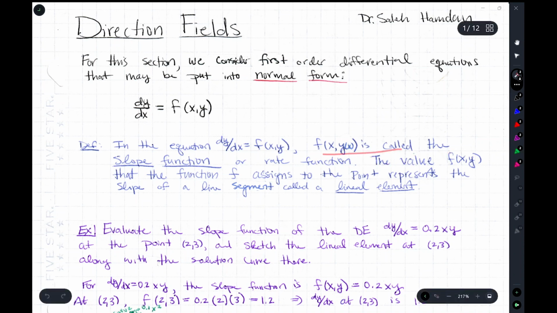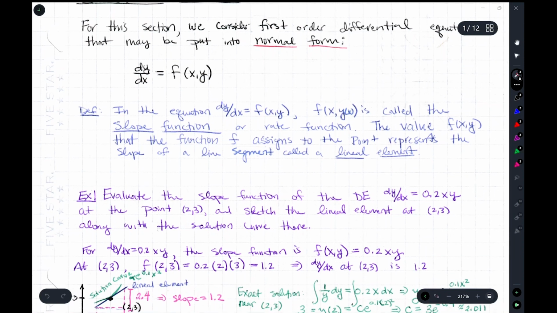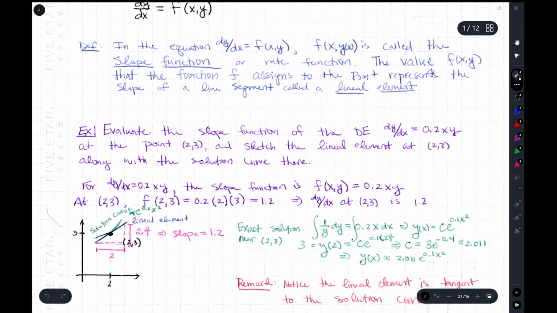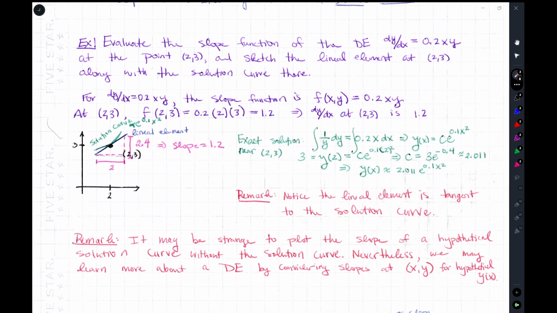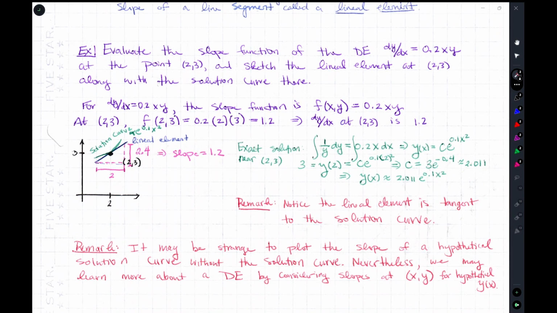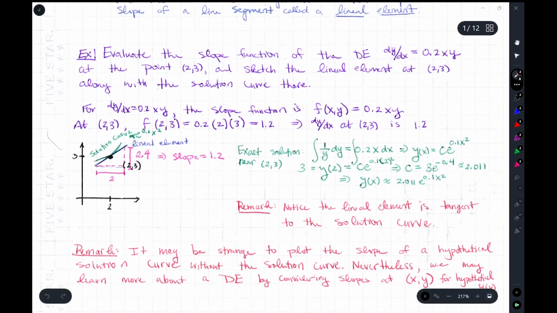So f(x, y) is called the slope function or rate function, okay? The value of f(x, y) that the function f assigns to a given point represents the slope of a line segment called a lineal element. So a picture is worth 1,000 words. And so let's get an idea of what this definition means.